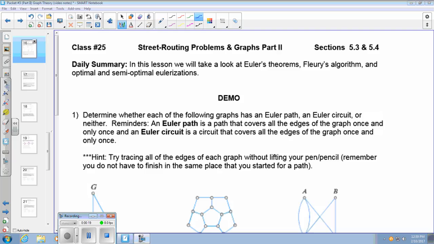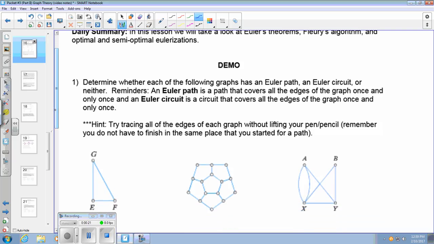All right, in today's demo, the first thing we're going to do is determine whether each of the following graphs has an Euler path, an Euler circuit, or neither. A reminder: an Euler path is a path that covers all the edges of the graph once and only once. An Euler circuit is a circuit that covers all the edges of the graph once and only once. A hint: try tracing all the edges of each graph without lifting your pen or pencil. Remember, you don't have to finish in the same place that you started for a path.